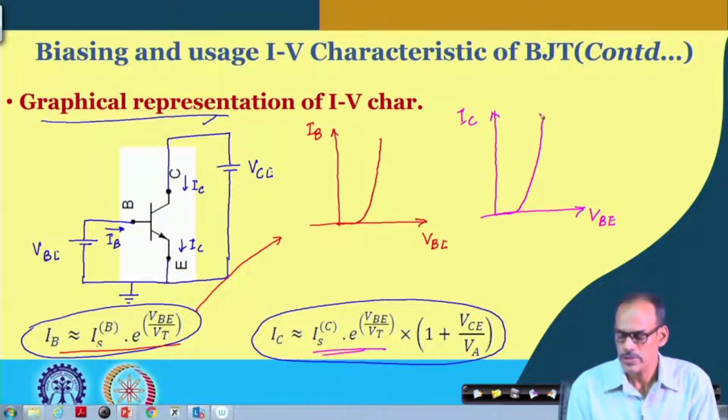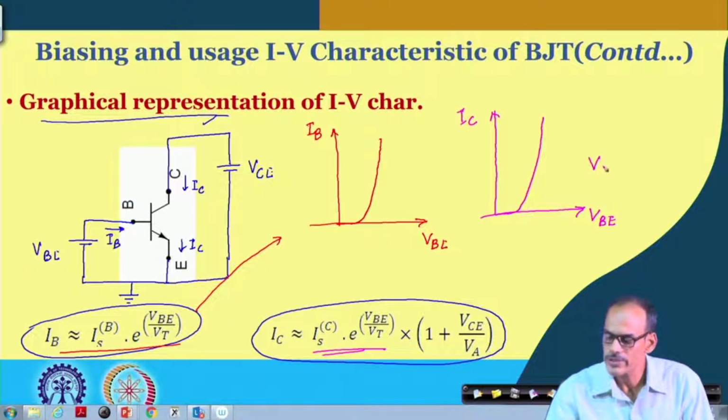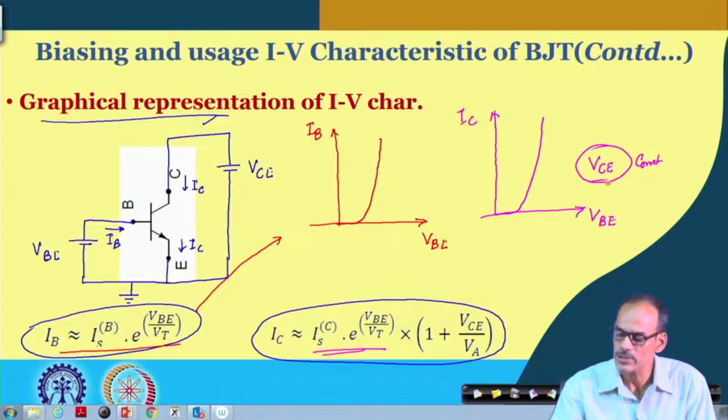The nature of the two curves are essentially, quote unquote, identical, assuming VCE is sufficiently high, and we assume that this is remaining constant. So, quote unquote, constant. In fact, even if this VCE is changing, since this part is very small, in other words you can say that this early voltage is very high, making this part practically approximately 1. So, even if VCE is changing, this exponential nature of the collector current on VB is still valid.